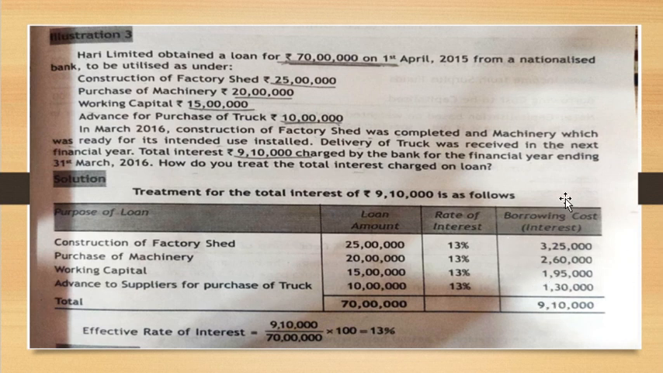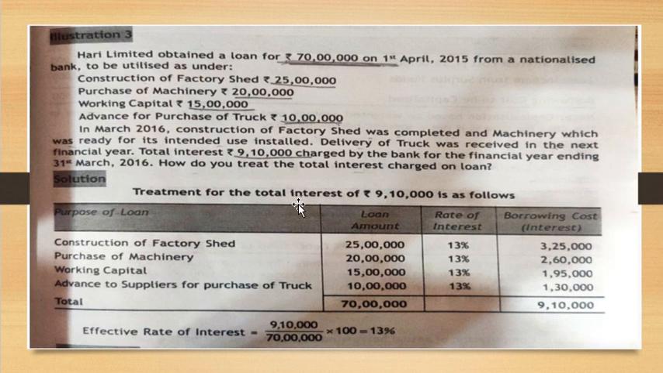So how much are you going to capitalize? It is the total of your borrowing cost, which is also called interest: 3,25,000 plus 2,60,000 plus 1,95,000 plus 1,30,000, which will give you 9,10,000 as your borrowing cost which you will be capitalizing. So this is the treatment of the total interest which is charged on your loan account.